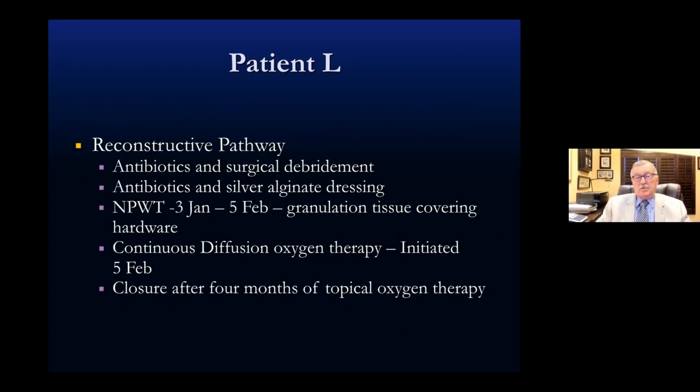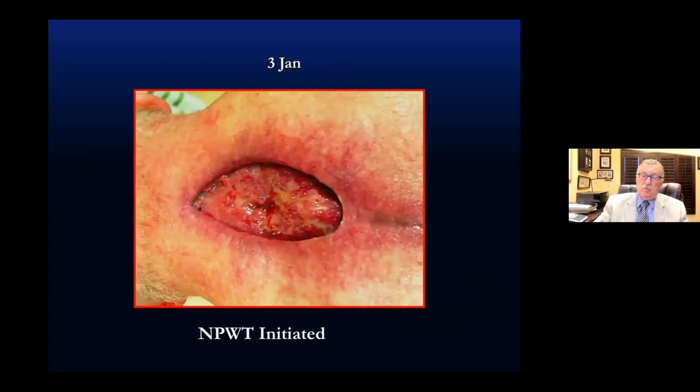So the reconstructive pathway that was utilized: antibiotics, surgical debridement, a short course of antibiotics and silver alginate, then negative pressure wound therapy for essentially a month. During that period, granulation tissue formed covering the hardware, and the significant undermining resolved with the negative pressure therapy. Once the granulation tissue was at skin level, therapy was changed to topical oxygen therapy for closure of that wound.